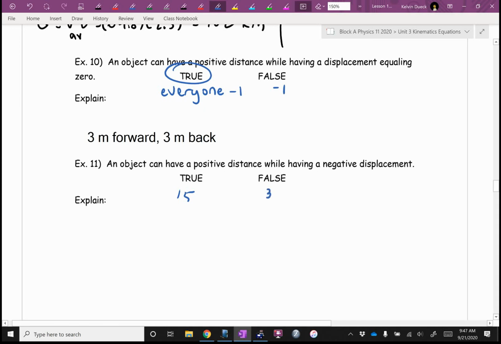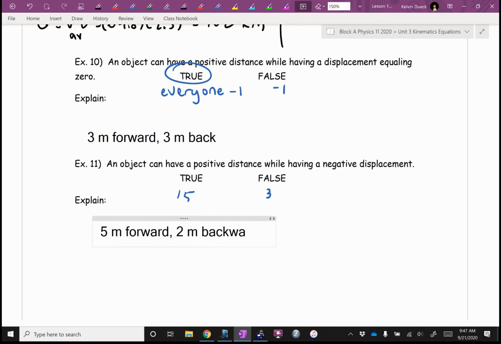Convince me. Yeah, Aiden. Because if I was walking forward and backwards. Can you give me some numbers? Say I walk forward 5, and then 5 meters forward, and then I walk back 2, negative. It's still 2 negative, or the 2 meters backwards, or 2 more than 2, 7. Sorry.